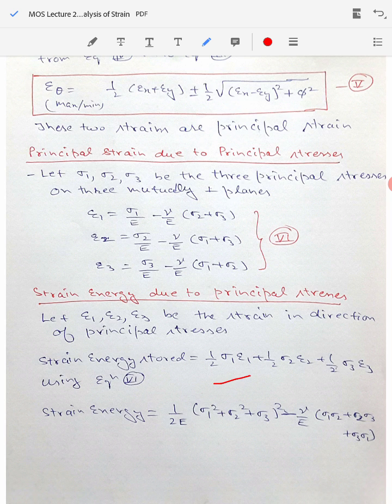So now you have three expressions of sigma and epsilon. So the strain energy stored will be half of sigma 1 epsilon 1 plus half of sigma 2 epsilon 2 plus half of sigma 3 epsilon 3. If you substitute the values of epsilon 1, epsilon 2 and epsilon 3 from equation 6 in this equation, you will obtain the strain energy as shown to you here.